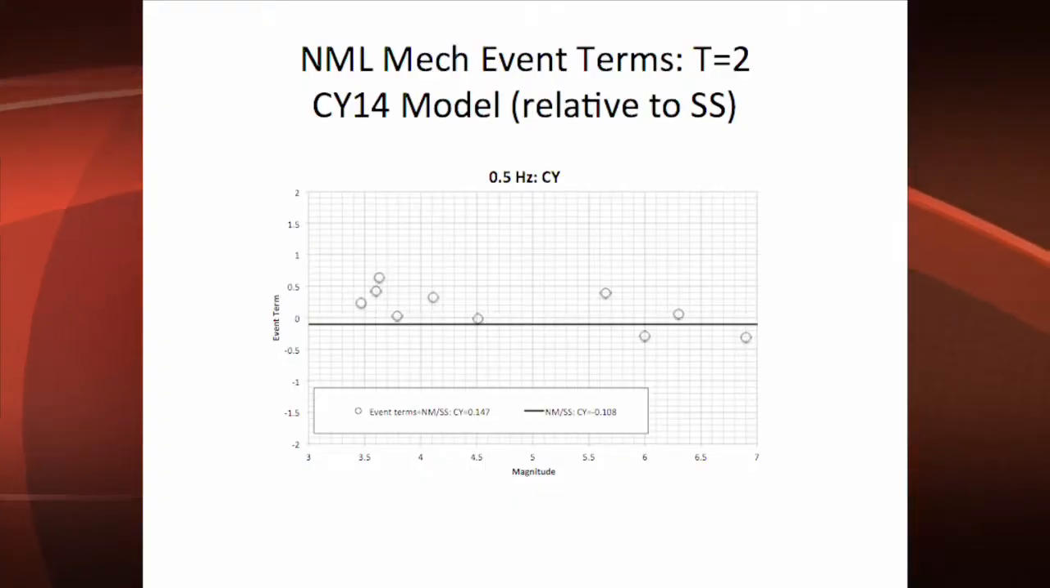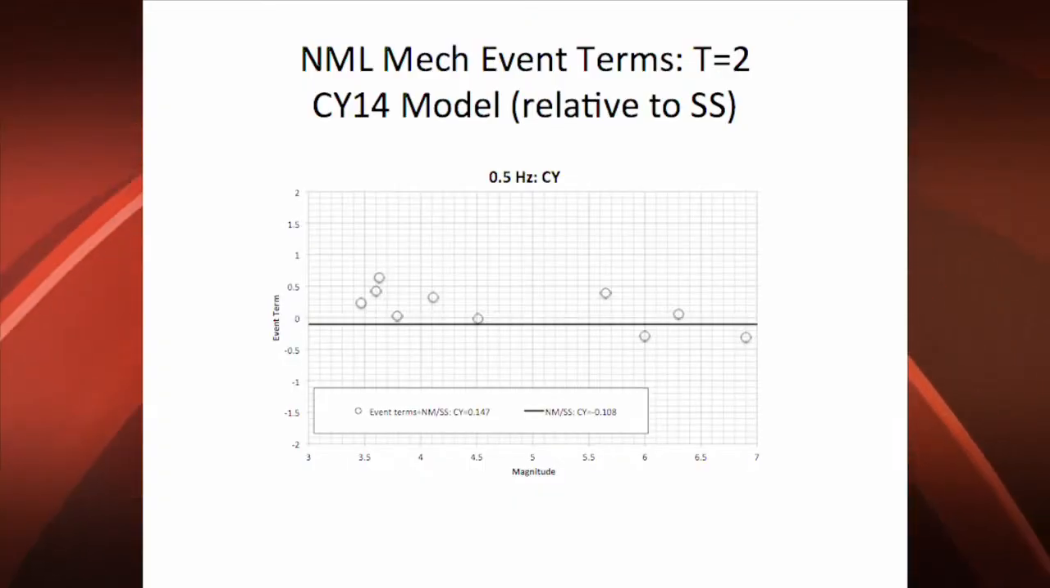So in the PGA, it's about minus 0.25. We'll look at 2 seconds where it's about minus 0.15.